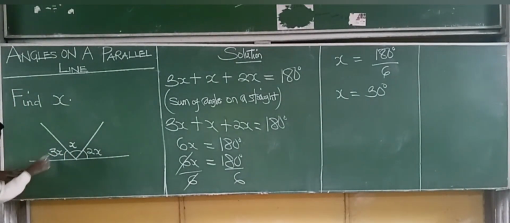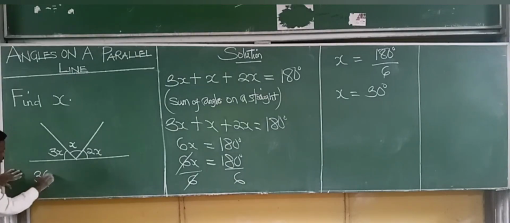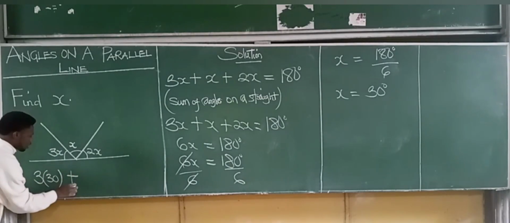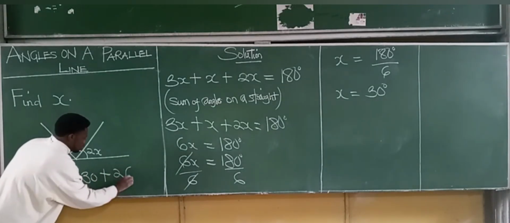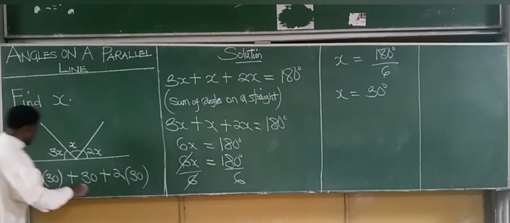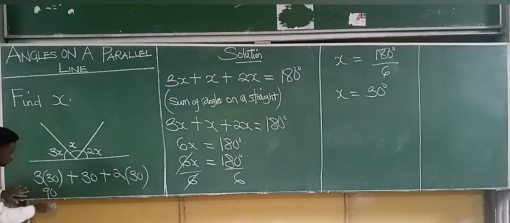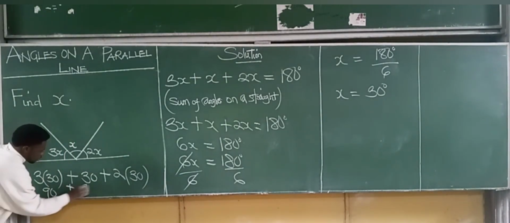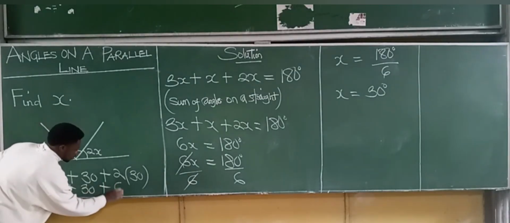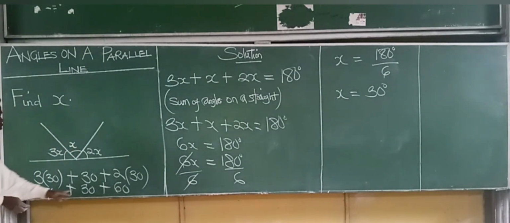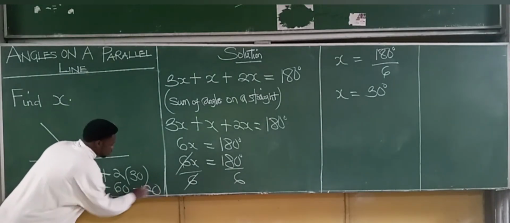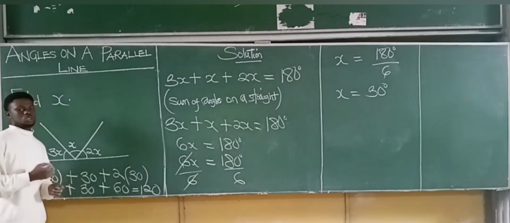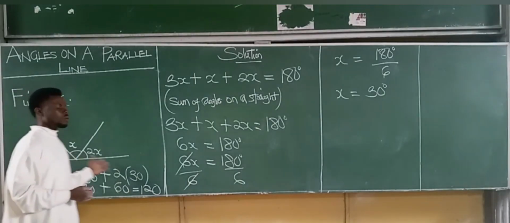Let's check. 3 times 30, which is 3x, plus x, which is 30, plus 2 times 30. This is 90 degrees plus 30 plus 60 degrees. 90 plus 30 is 120. 120 plus 60 is 180 degrees, which simply verifies the theorem that states that the sum of angles on a straight line gives 180 degrees.